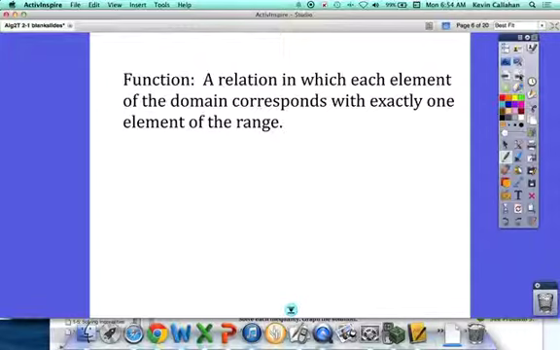It answers a question explicitly, clearly, right? There's not two answers, there's just one answer. So for every input, one output.